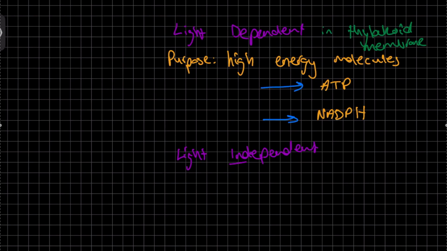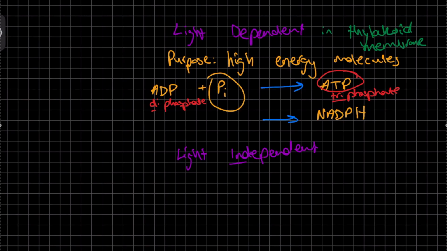ATP stands for adenosine triphosphate. This means that this molecule has 3 phosphate groups attached to it. For ATP to be produced, we use its low-energy counterpart known as ADP, which stands for adenosine diphosphate. This means that the ADP molecule only has 2 phosphate groups attached to it, and this is the reason why it is known to be a lower energy molecule than ATP. So, in order for us to produce ATP, we require a phosphate to be added to our low-energy ADP molecule to create our high-energy ATP molecule.